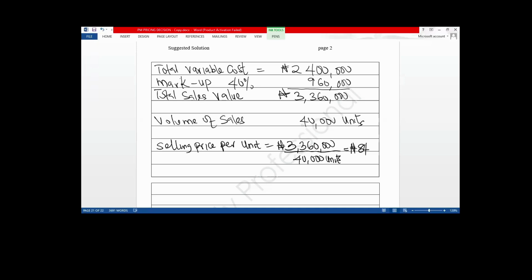You can see why price fluctuates. The company can say we want to use marginal cost plus. Then the company will charge 84 naira.